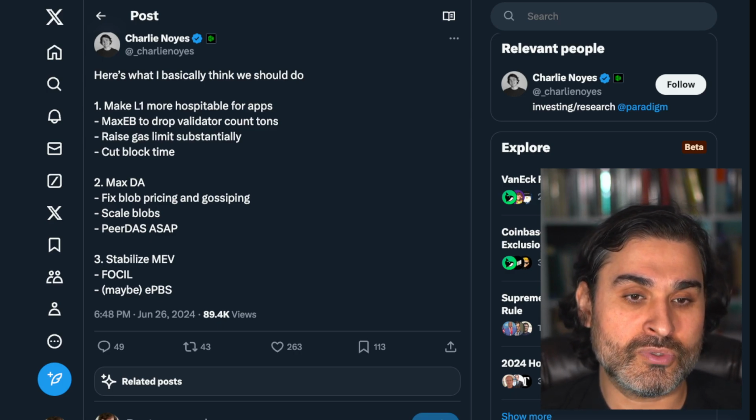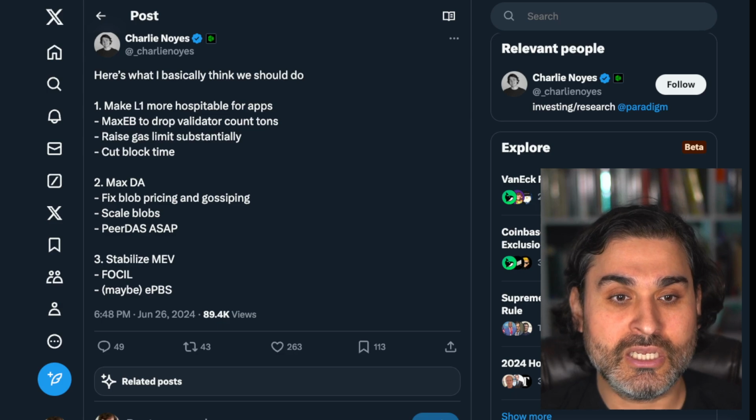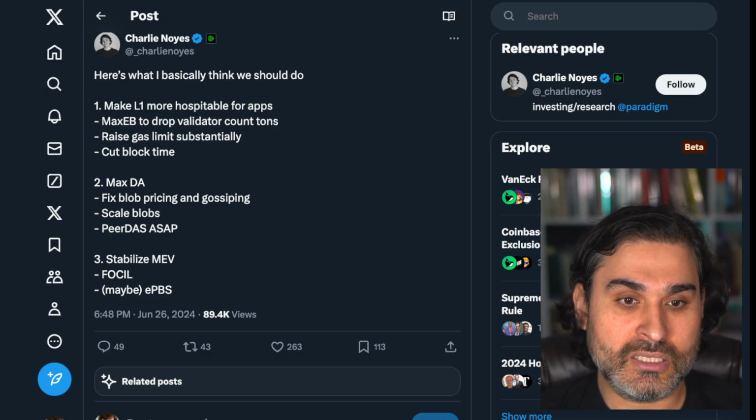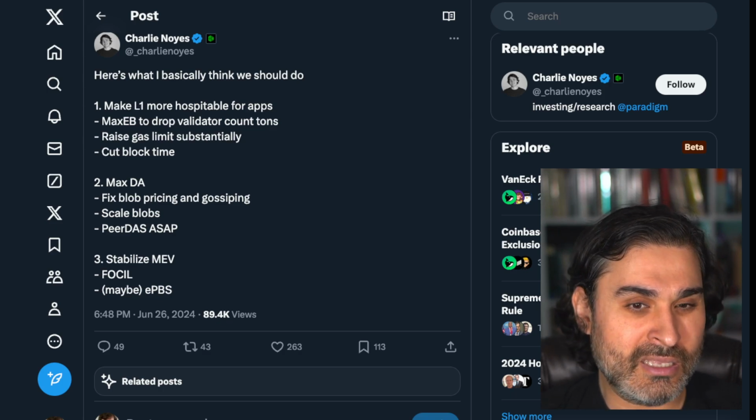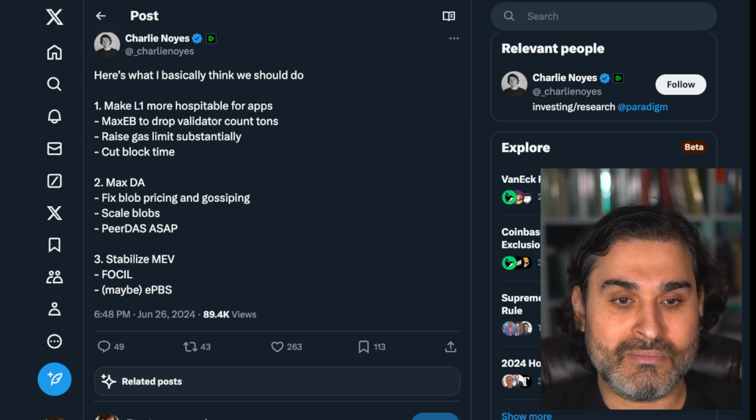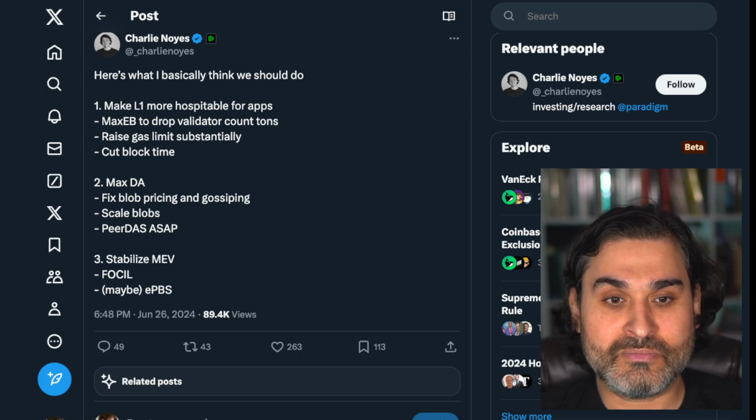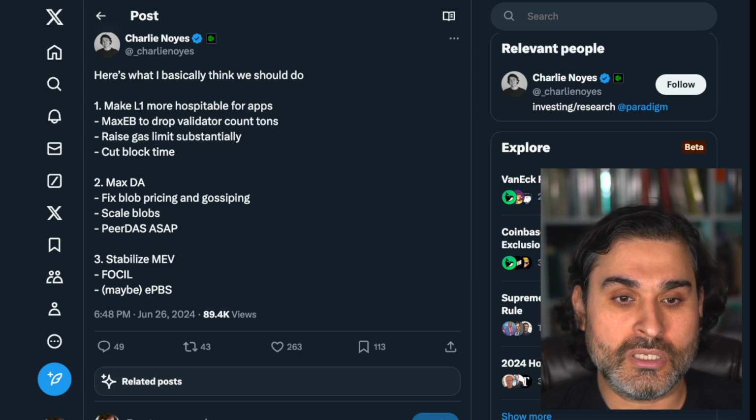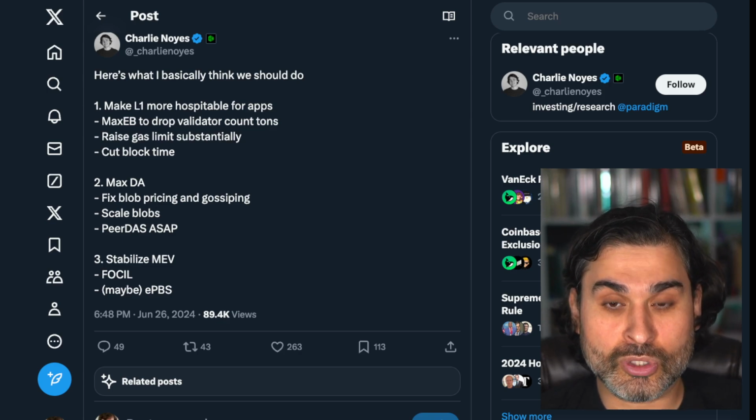And then he says, use maximum data availability, so fix blob pricing and gossiping, scale blobs and get pure DAS ASAP, and then stabilize MEV, and that's FOCIL. I'm not sure what the acronym stands for. And then maybe ePBS, which is enshrined PBS, which is proposer builder separation happening at the protocol level instead of through software like MEV Boost.